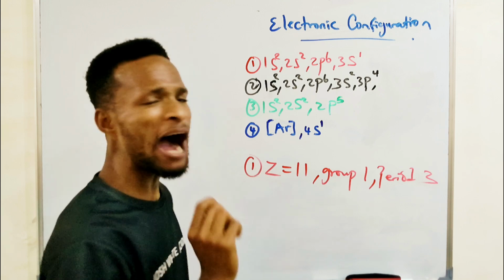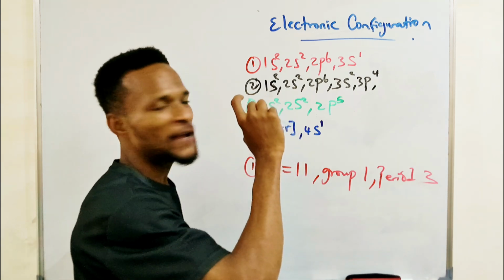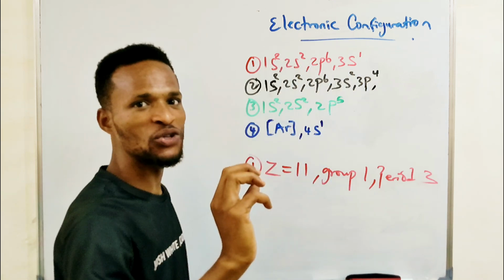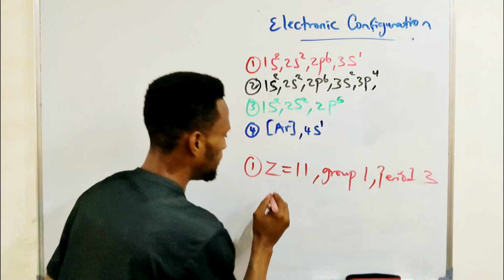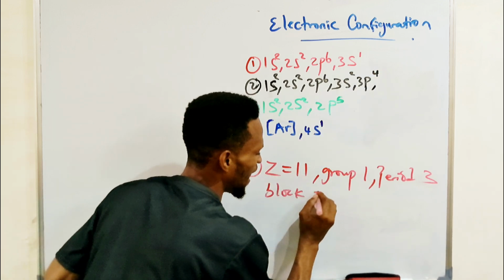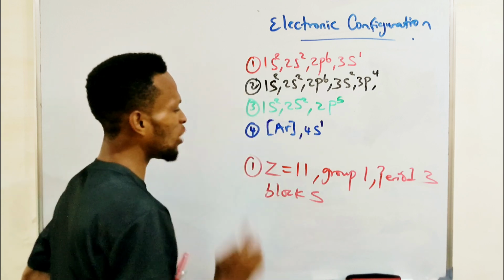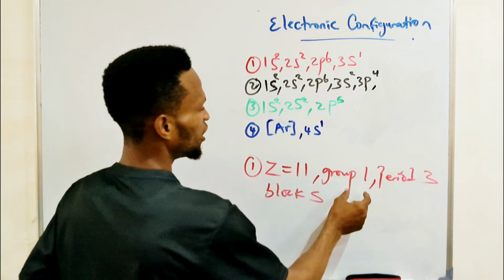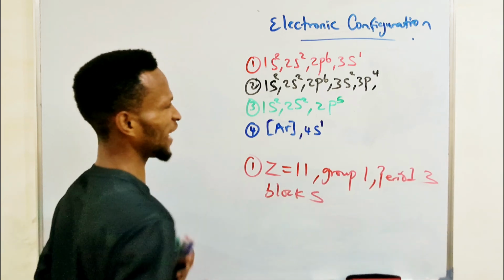And lastly, how do you know the block? The orbital carrying the last electron tells you the block. So that means this is a block S element. So that means number 1 has 11 electrons, is in group 1, period 3, and block S.